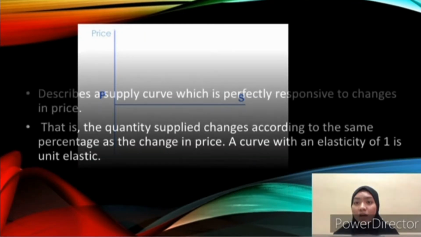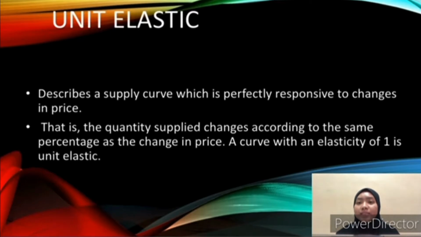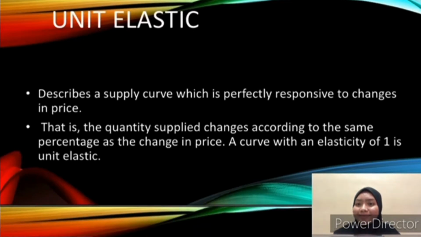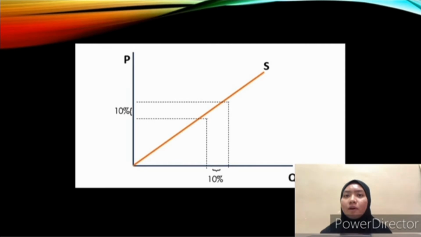Unit elastic describes a supply curve which is perfectly responsive to change in price. This is where the quantity supplied changes by the same percentage as the change in price. A curve with an elasticity of 1 is unit elastic. So this is the graph of unit elastic. So we can see that if the quantity changes 10%, increases by 10%, the price will also increase by 10%.